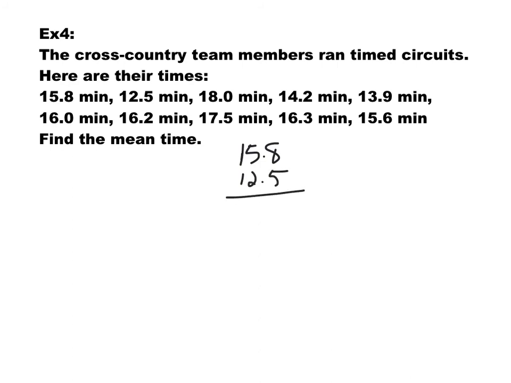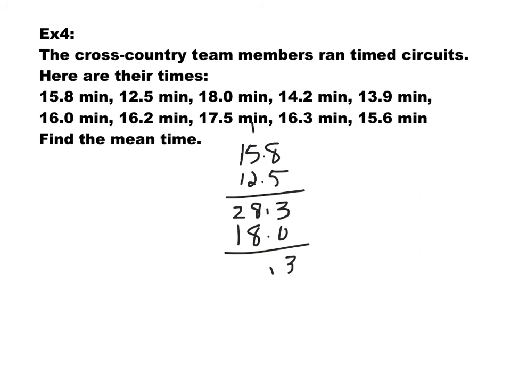Now 8 plus 5 is 13, 1 carried over. 1 plus 5 is 6, plus 2 is 8. 1 plus 1 is 2. So 28.3. Now 28.3 has to be added to 18. So we say 28.3 plus 18. So 3 plus 0 is 3.